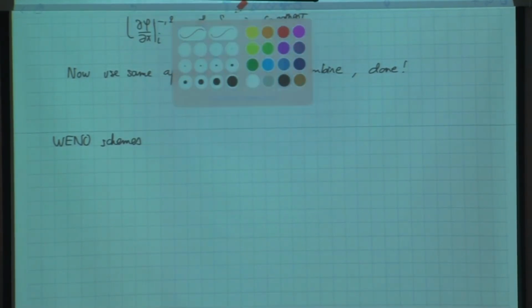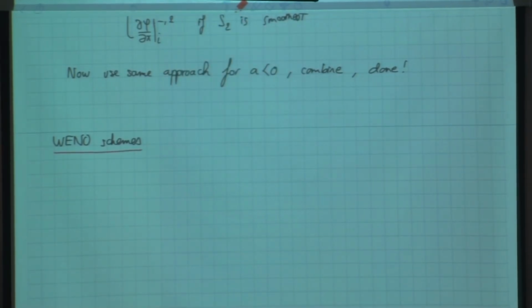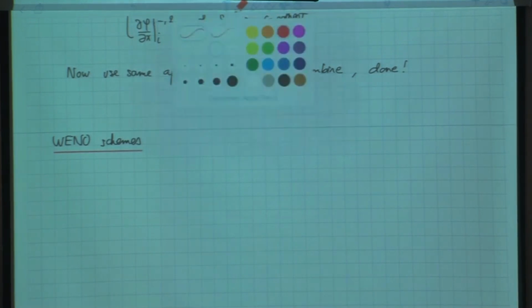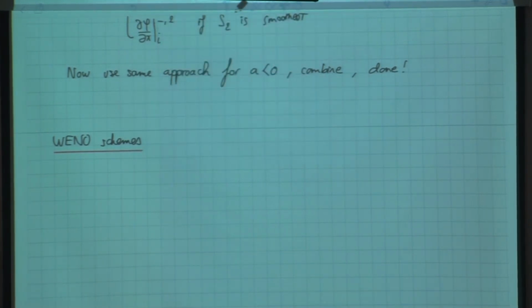So a WENO scheme is, depending on your perspective, an improved or an overly complicated version of ENO. ENO, all this is pretty simple. It's tedious, I agree, and we've only looked at the third order. Imagine writing a fifth order or seventh order. It's painful, but the process is simple.